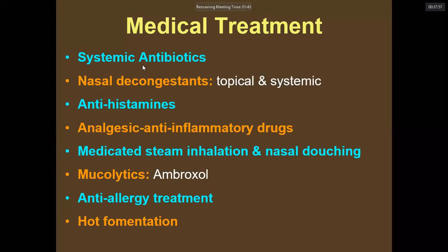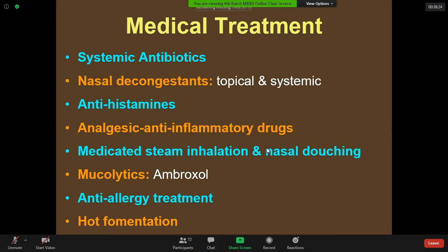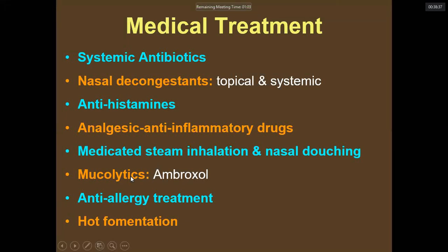Antibiotics you already know. Nasal decongestants: the nasal drops like oxymetazoline and xylometazoline act topically, and there are systemic decongestants like phenylephrine and pseudoephedrine. Similarly, antihistamines will help. Steam inhalation will help to take out the secretions, and nasal douching helps in a similar way. Ambroxol hydrochloride is a mucolytic. It makes the mucus thin, and when the mucus becomes thin, we expect it to come out easily.